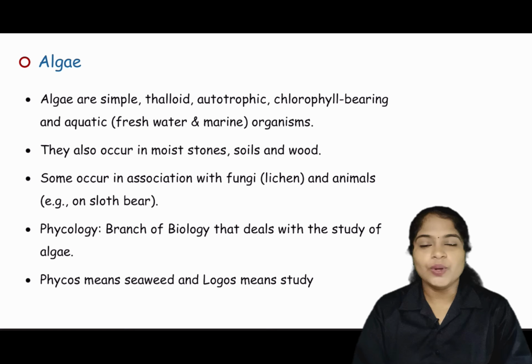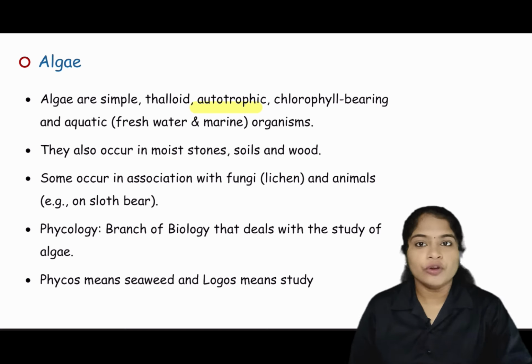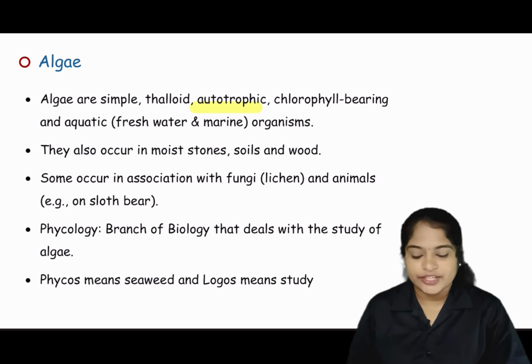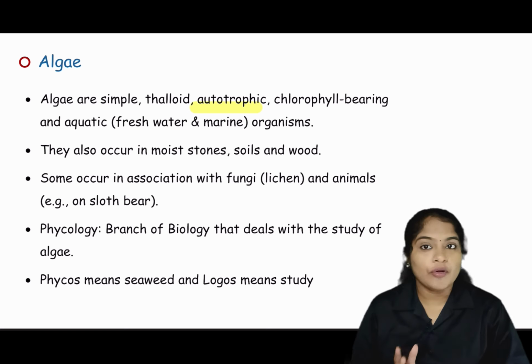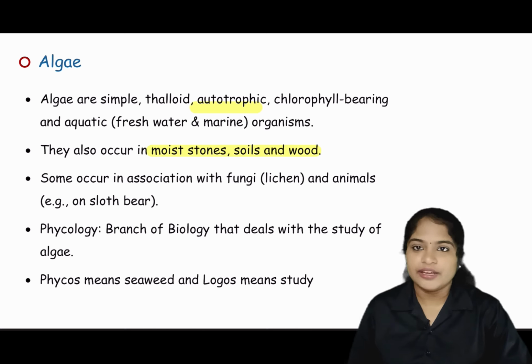Now let us move on to algae. Algae are included under division Thallophyta, or the organisms included under Thallophytes are called algae. They have an undifferentiated plant body called thallus, and they are autotrophic and have chlorophyll. This chlorophyll makes them autotrophic and also gives a green color to them. They are aquatic and can be found in both fresh water as well as marine water. They also occur on moist stone, soil and wood.